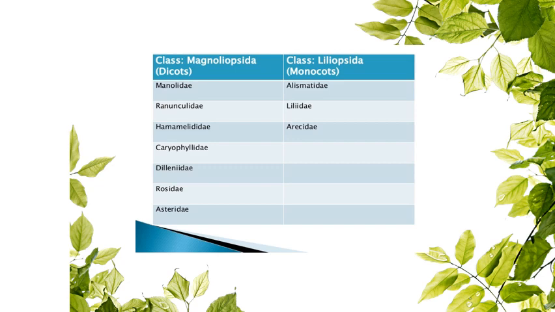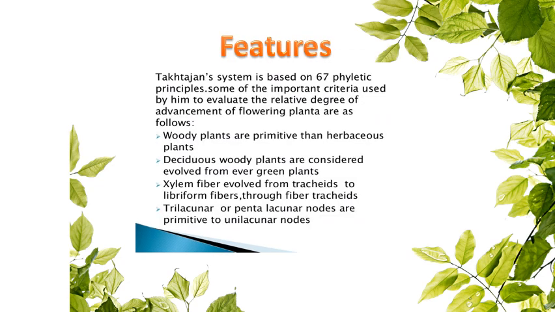So under Magnoliopsida, these are the 7 classes: Magnoliidae, Ranunculidae, Hamamelidae, Caryophyllidae, Dilleniidae, Rosidae, and Asteridae. Similarly, in Liliopsida, here we have Alismatidae, Liliidae, and Arecidae. So these are the classes of the Takhtajan system of classification.